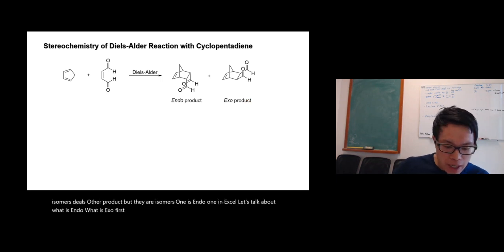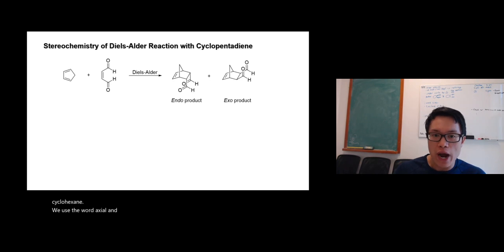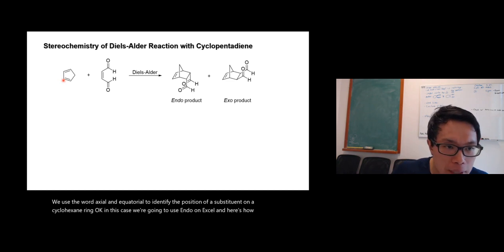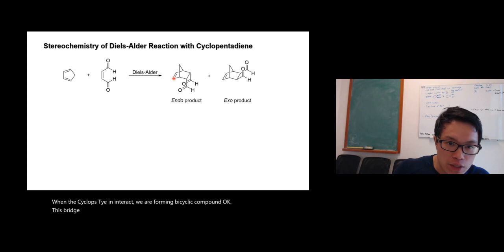If you remember the chair conformation of a cyclohexane, we use the words axial and equatorial to identify the position of a substituent on a cyclohexane ring. In this case, we're going to use endo and exo, and here's how it works. When a cyclopentadiene reacts, we are forming a bicyclic compound. Take a look at the bridge. This bridge is a two carbon bridge. This bridge is a one carbon bridge.